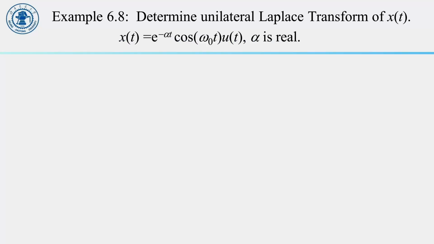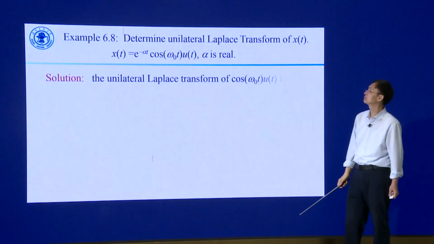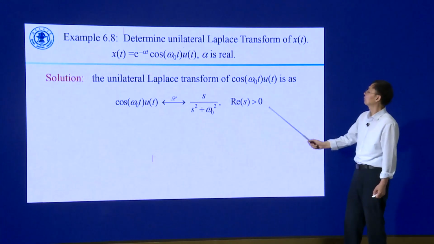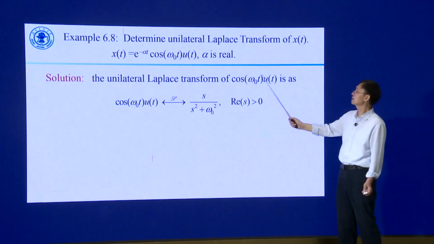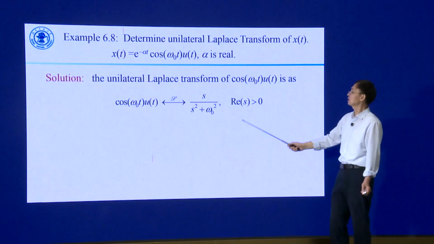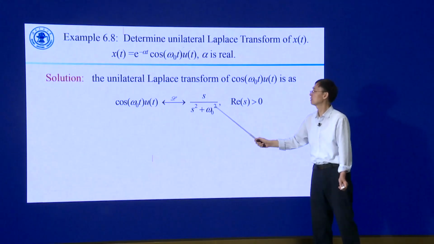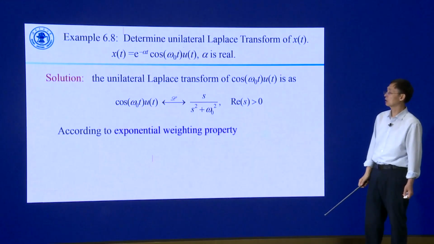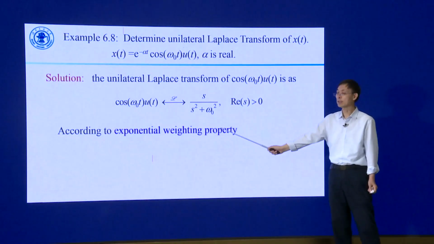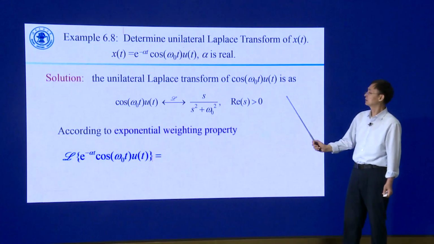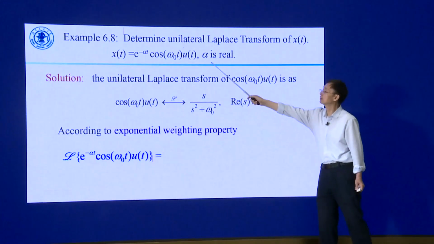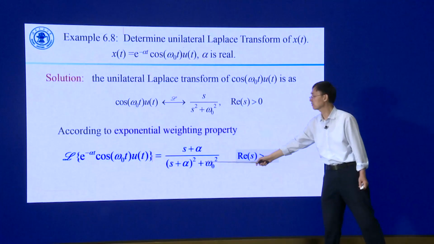For example, determine the unilateral Laplace transform of x(t). Here, alpha is a real number. We have known a cosine signal, its unilateral Laplace transform is defined in this formula. According to the exponential weighting property, we can get the Laplace transform for this signal equals this formula.